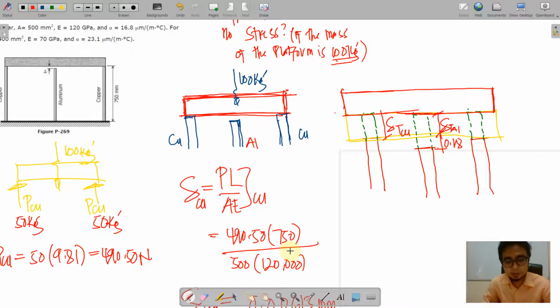So if this will be the case, still the copper is carrying the platform here. But if we're going to extend the deformation of aluminum so that it will be inserted here, so this is delta aluminum, then this temperature deformation will be up to that level so that it will begin to push the platform. Okay, so this is delta T aluminum.